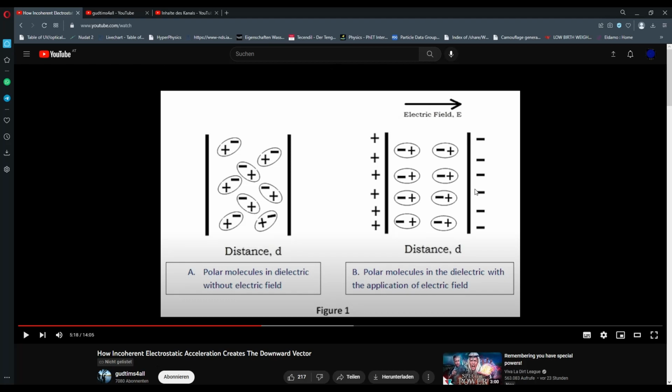For example, this happens in the dielectric that's in between the conducting plates of a condensator. And is it called a condensator in English?